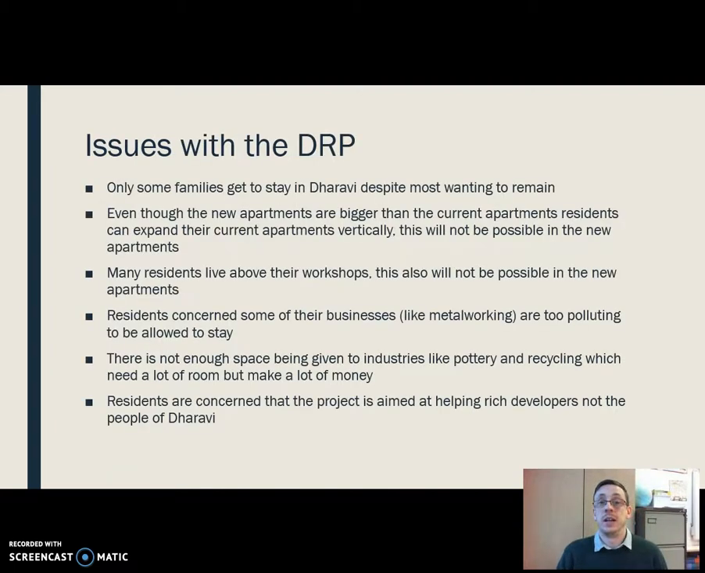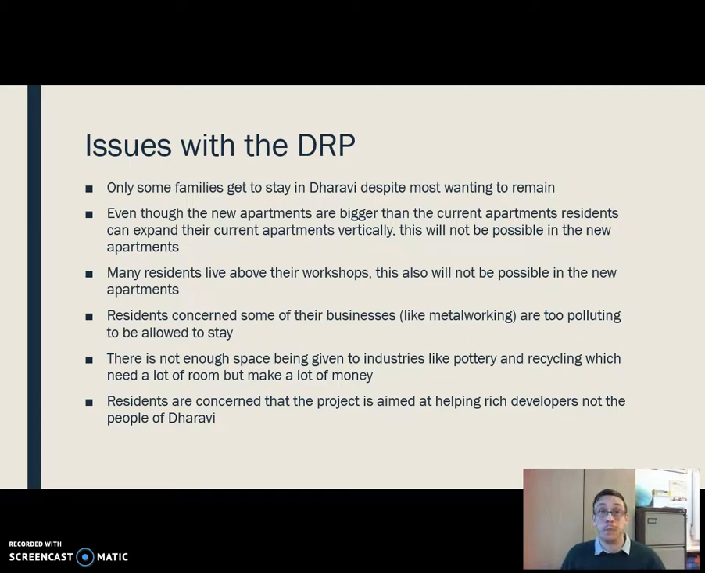So, only some of the families get to stay in Dharavi. We've already talked about the fact that most of the people who live there now want to remain there. And even though the apartments that they're getting are going to be bigger in terms of floor space, as we said earlier, most families, as much as they only had 3 by 3 metres to begin with, have built vertically, so they think they're going to lose out on space, and if you're given a flat in a high-rise block, you can't build out or up. Again, most of these residents live directly above their businesses, their workshops. If you live in a high-rise flat, that's not going to be the case.